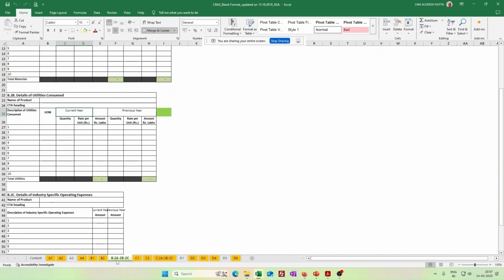Expenses on mine closure expenses is an industry specific expense. OBR adjustment key, what is this? This is a complicated thing. I am giving you in simple terms.